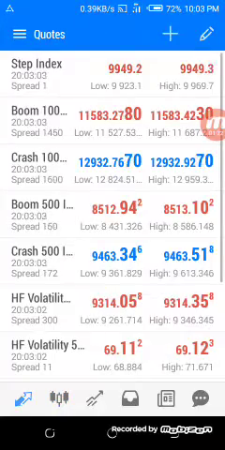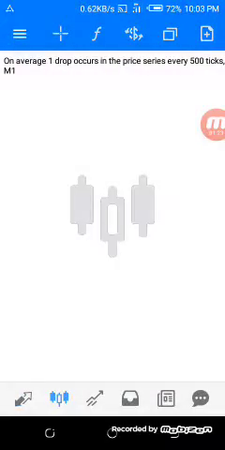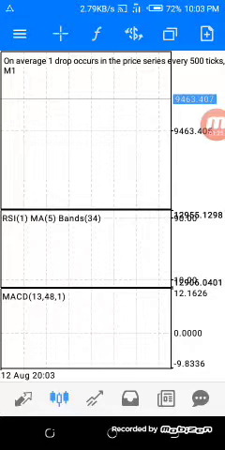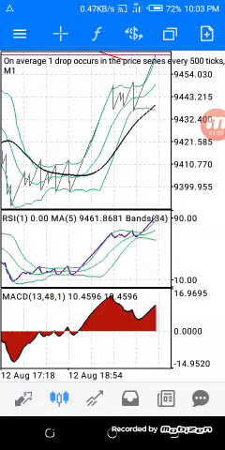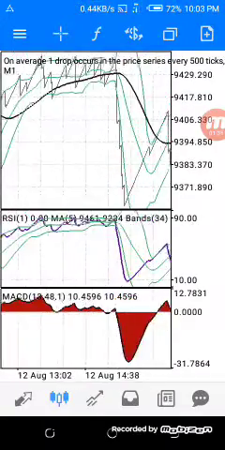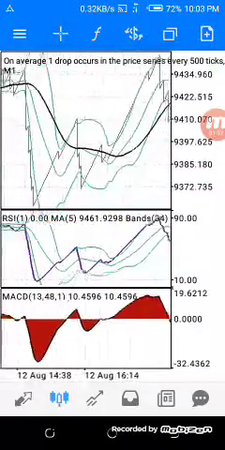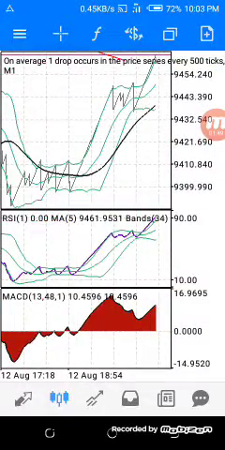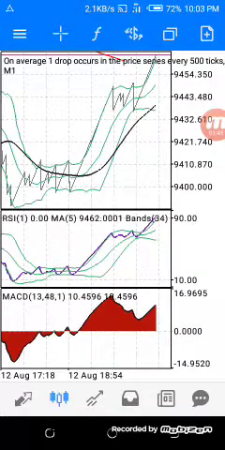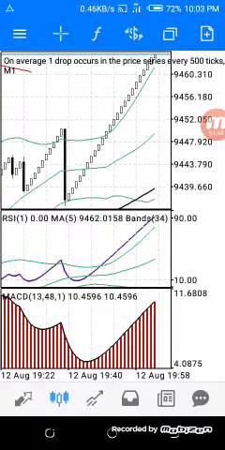Let me check if there is another potential trade. Okay, this one is going for a spike. Okay, it is going for a spike. So before I teach you this, let me show you the setups, guys.